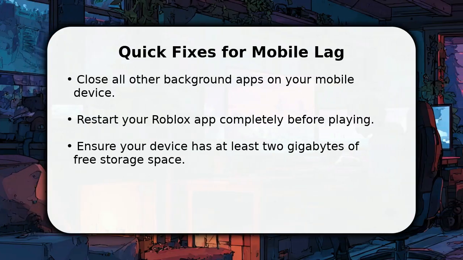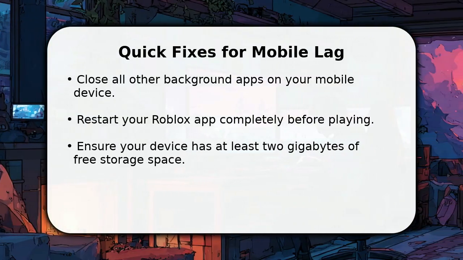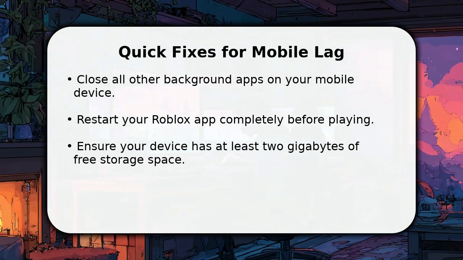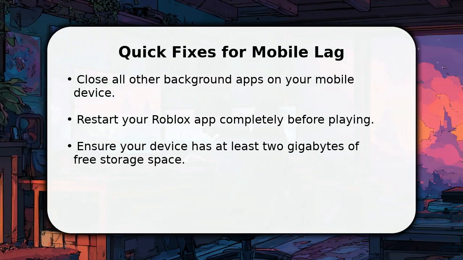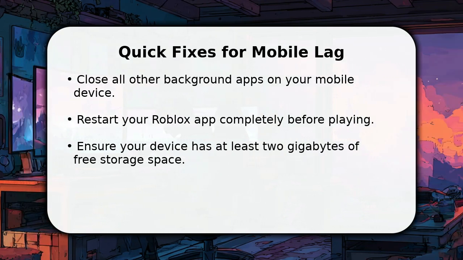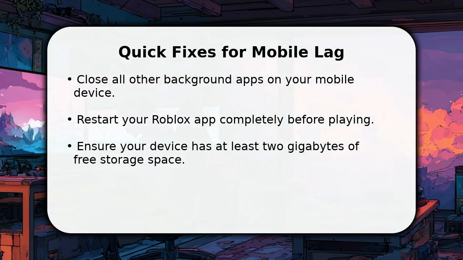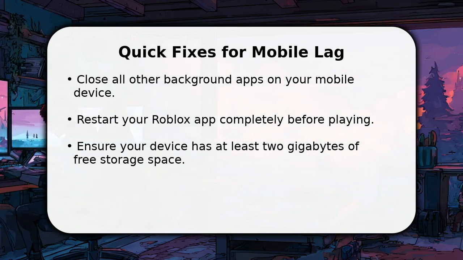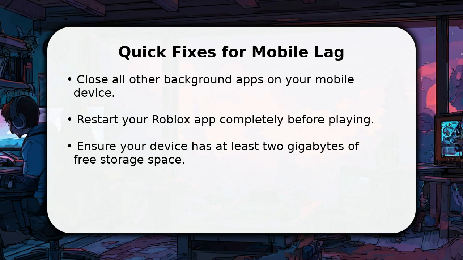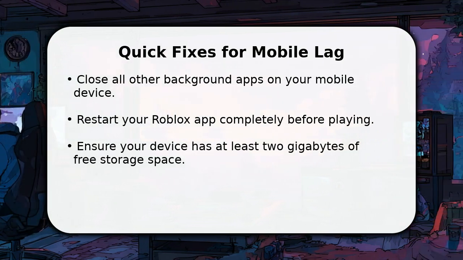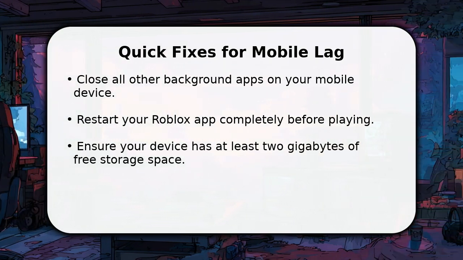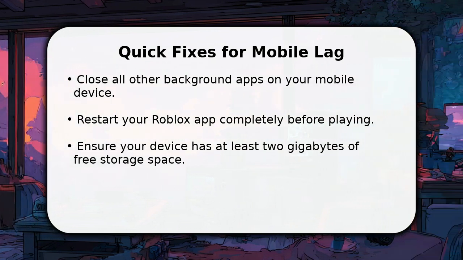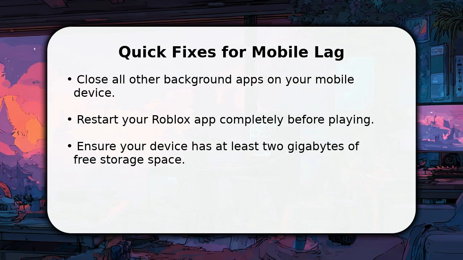In this video, I will help you stop Roblox lag on mobile. First, let's tackle some quick fixes. Always close all other apps running in the background. They consume valuable processing power and memory. Then, fully close and restart your Roblox application. This clears temporary data that might be slowing things down. Finally, ensure your device has a minimum of 2 GB of free storage space. A full device struggles to perform optimally. These simple steps can often make a big difference right away.